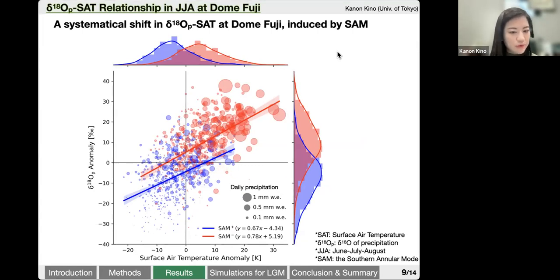The delta-weighted precipitation in SAM negative is higher, about 10 per mil, compared to SAM positive. So it means that even for the same temperature at Dome Fuji, the precipitation isotope should be different between SAM positive and SAM negative. And for precipitation amount, precipitation mainly occurs under SAM negative conditions, so it suggests that accumulated snow would be biased towards SAM negative.